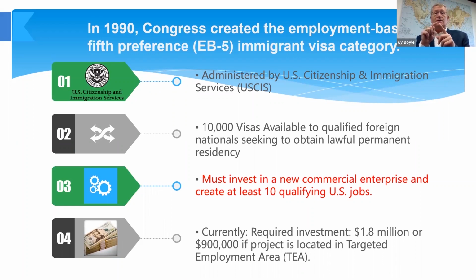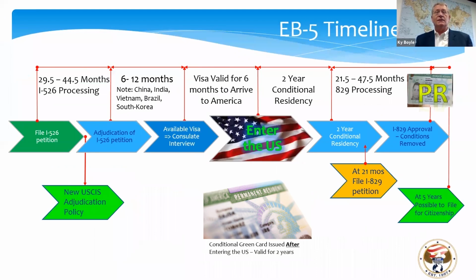The investors must demonstrate that they've created at least 10 jobs for American workers, and they must sustain that investment until they've completed their 2 years of conditional residency. And if those two things are accomplished, the right amount of investment has been made, the investment has been sustained, and the 10 jobs have been created, then the investors qualify for the permanent residence card. So that in a nutshell is EB-5.